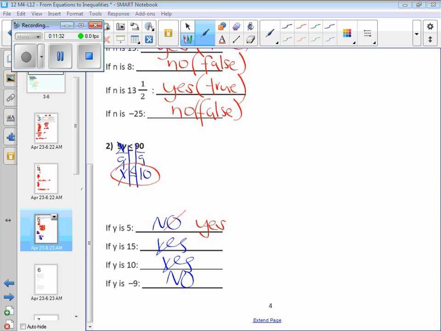What about 15? No, it looks like you might have a reverse, Matt. What about if y is 10? Yes, because it has a line underneath it, so it's allowed to be equal to. And then negative 9. Okay, do 5 and 6, and then we'll go over it, but do not do 7 yet.